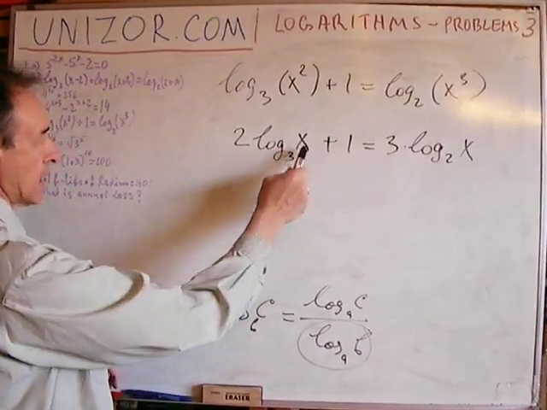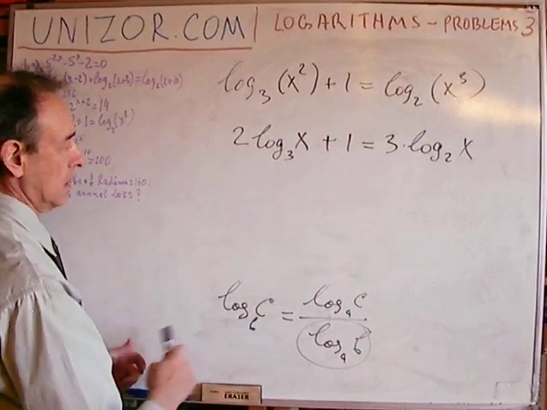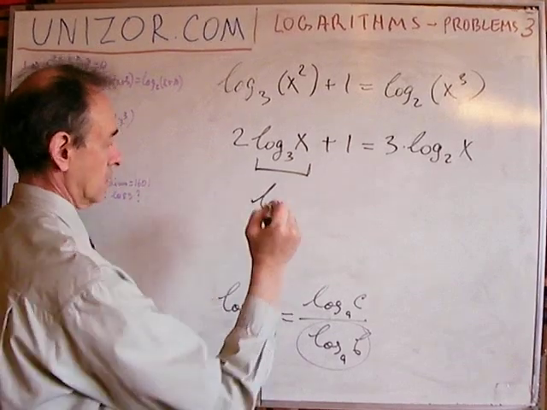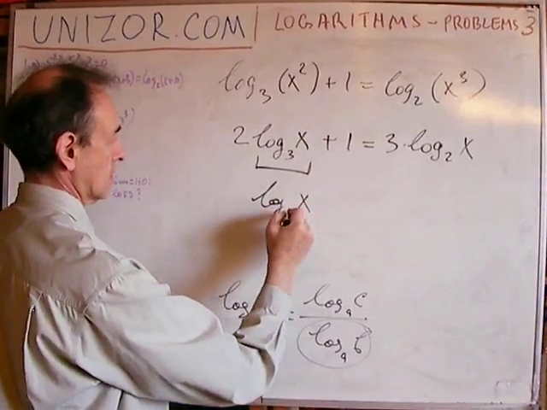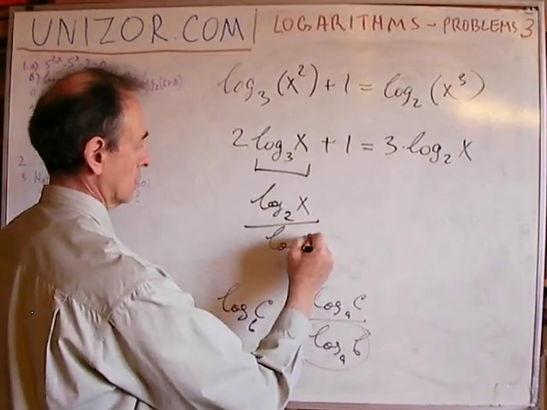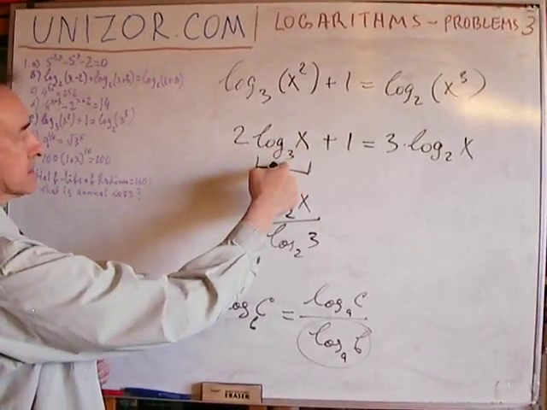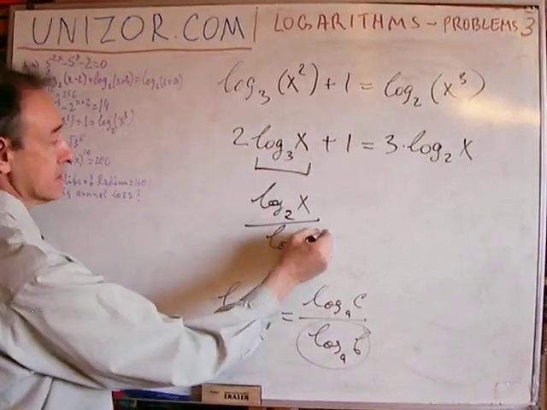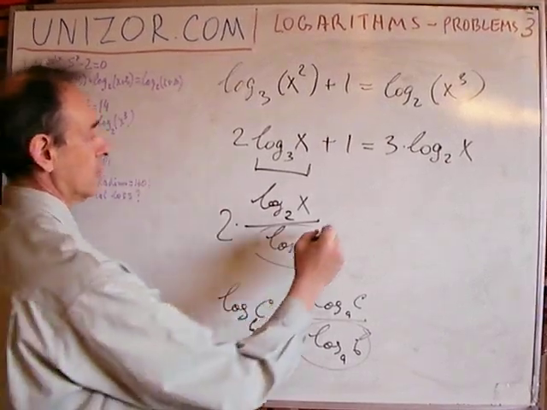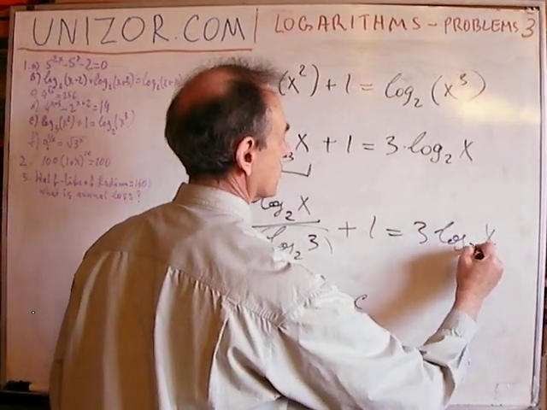In our case, x is c, 3 is b. So, instead of this, I can put log x base 2 divided by log 3 base 2. Instead of log x base 3, I can write this. And this is a constant, so that's just a coefficient of this. Plus 1 is equal to 3 log x base 2.